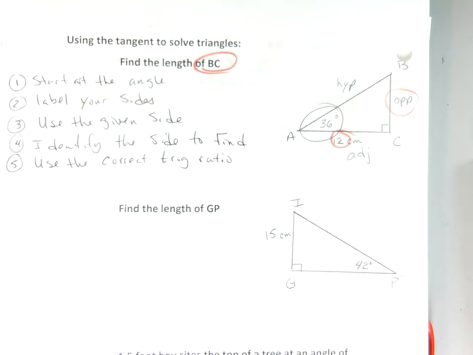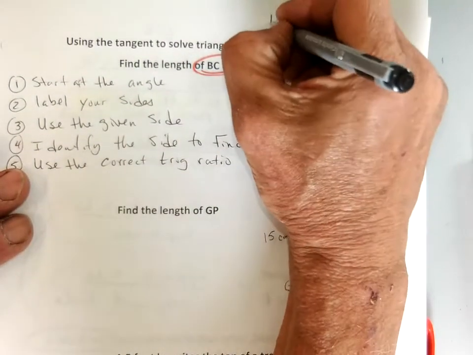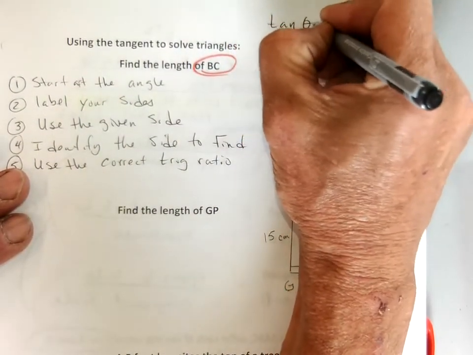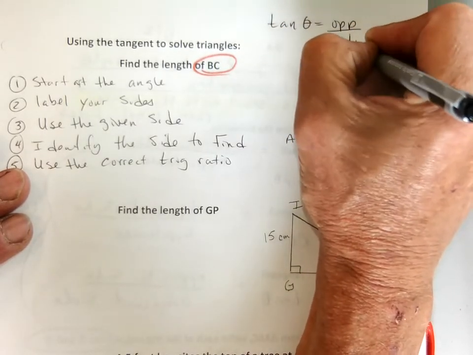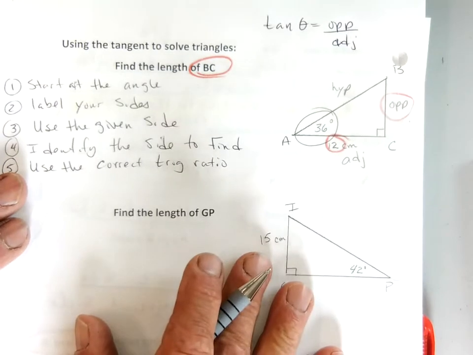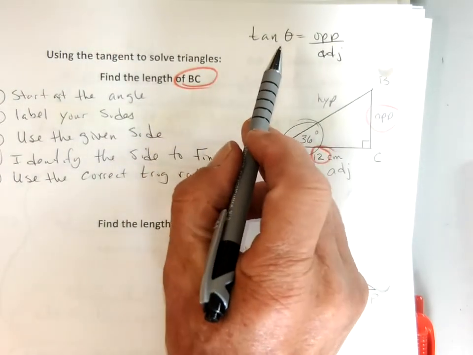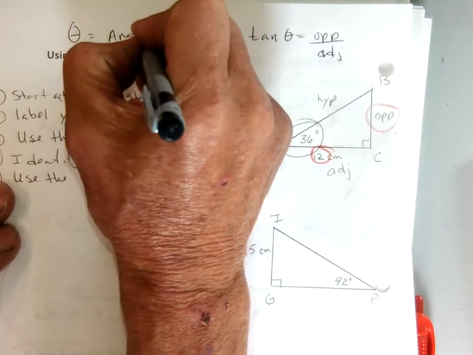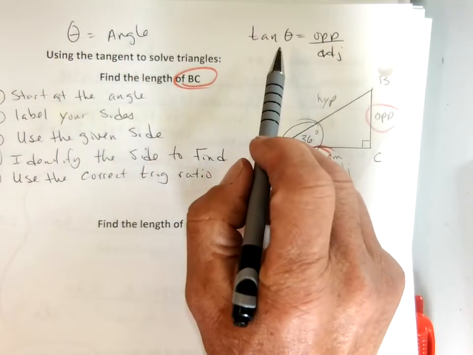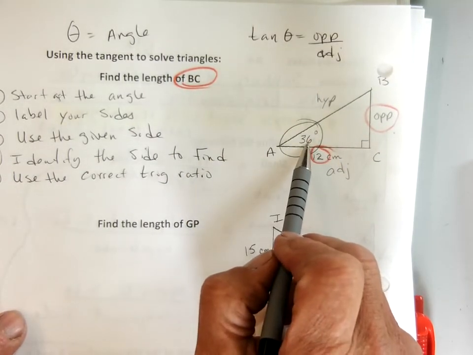So let's write it down. So what I want is the tangent. So I'm going to write tangent theta equals my opposite over my adjacent. Okay, how am I doing? Theta is a fancy symbol for angle, isn't it? Theta means angle. So I'm not going to write theta. I'm going to write 36 degrees.